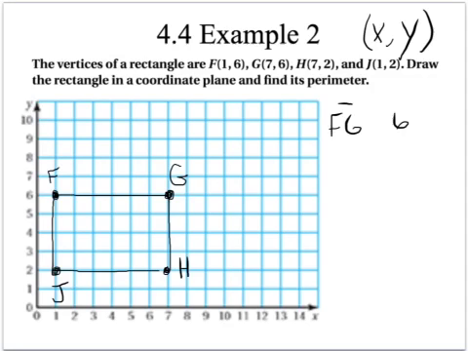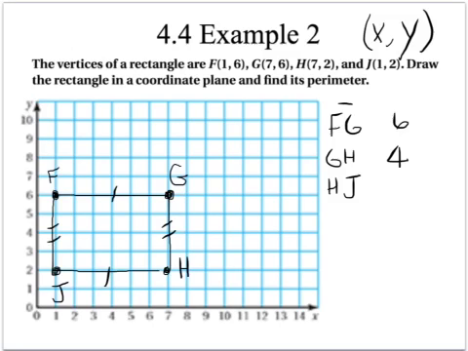And then from G to H, we could count 1, 2, 3, 4 units. Or since H is at 2 and G is at 6, 6 minus 2 is 4. So then we know that that's 4 units. Now we could count again, or remember that opposite sides of a rectangle are equal. So that means those two sides are equal, and then these two sides are equal. But let's just count to double check.